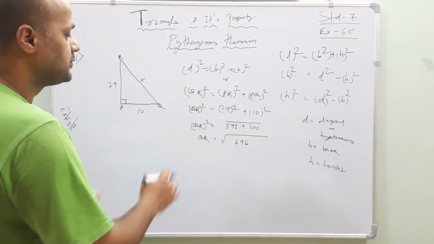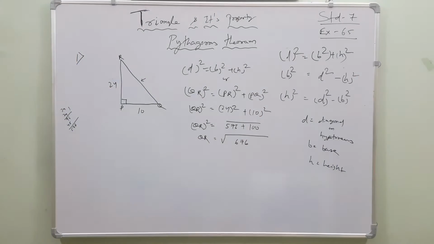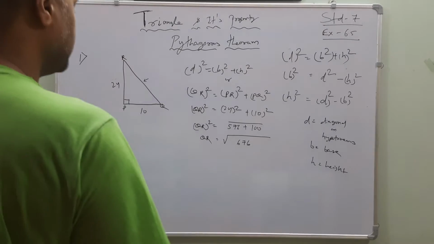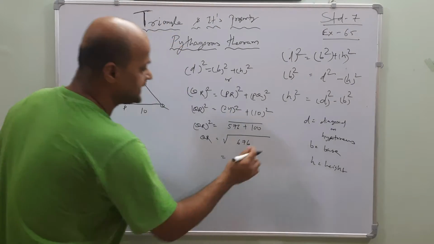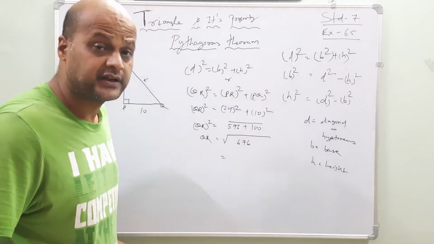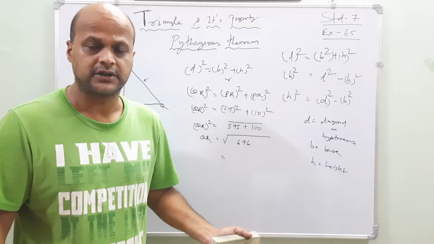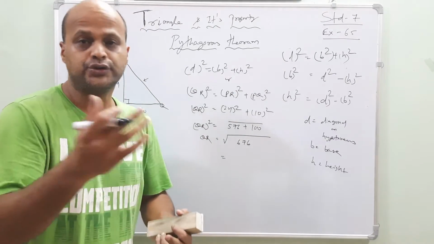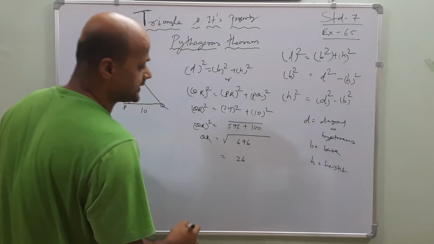So now you have to find the square root of 676. Which number is the square root of 676? There are two methods: the prime factorization method, or you memorize the squares of the numbers from 2 to 30. So I will tell you that it is 26.